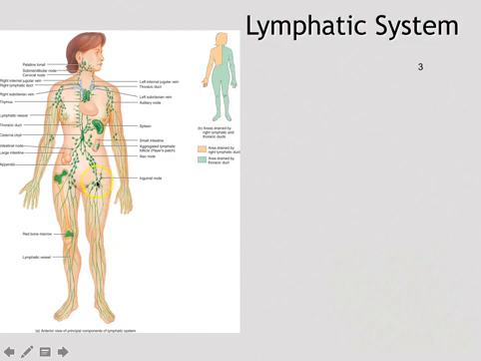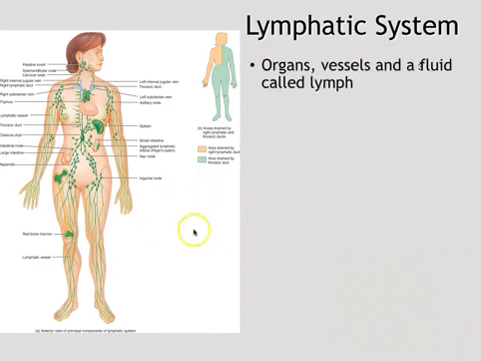And basically in that lymph node will be the white blood cells that'll go, hey, wait a second, I see there's bacteria, there's a virus, there's something that should not be there, and then that will start the immune response. Okay, but with that, our lymphatic system is basically the organs, vessels, and fluid.